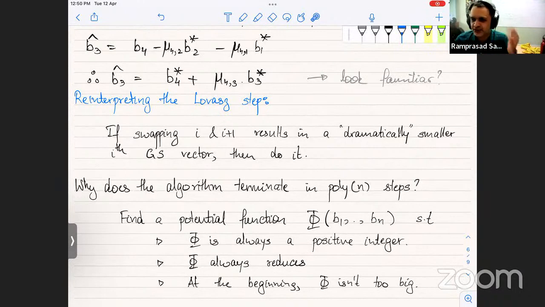It's a positive integer, and every time you do a swap, the positive integer reduces by some constant factor. We will say at the beginning phi wasn't too big. So how many times can you keep on doing the swap and reducing the integer? Because there's only so many times an integer can become smaller and still remain positive. So that's going to be the rough idea. It's just coming up with the right potential function, like a sum of norm squared or something like that.